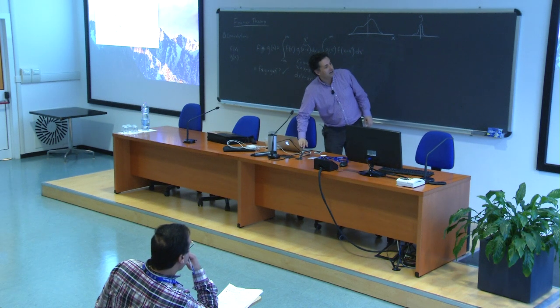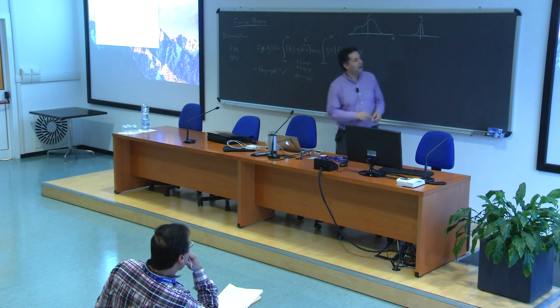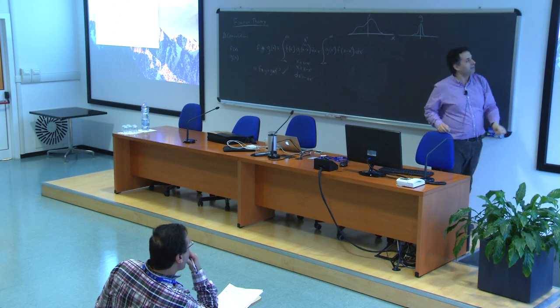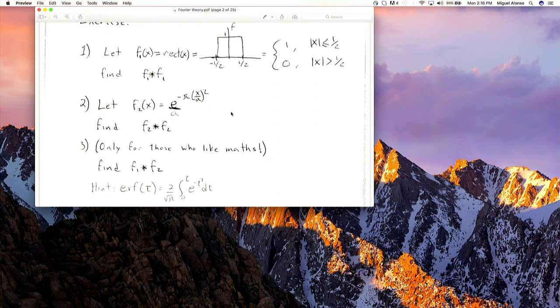So let me ask you to do some exercises. This is what we call a rect function. How many of you have heard about the rect function? The rect function is one when x, its argument, is between minus 1/2 and 1/2, and is zero outside. It's also called the top hat function sometimes. And how many of you know what a Gaussian is? A Gaussian is something like this. So can you try to calculate the convolution of the rect with itself and the convolution of a Gaussian with itself? And if you are feeling ambitious, what is the convolution of the rect with the Gaussian?